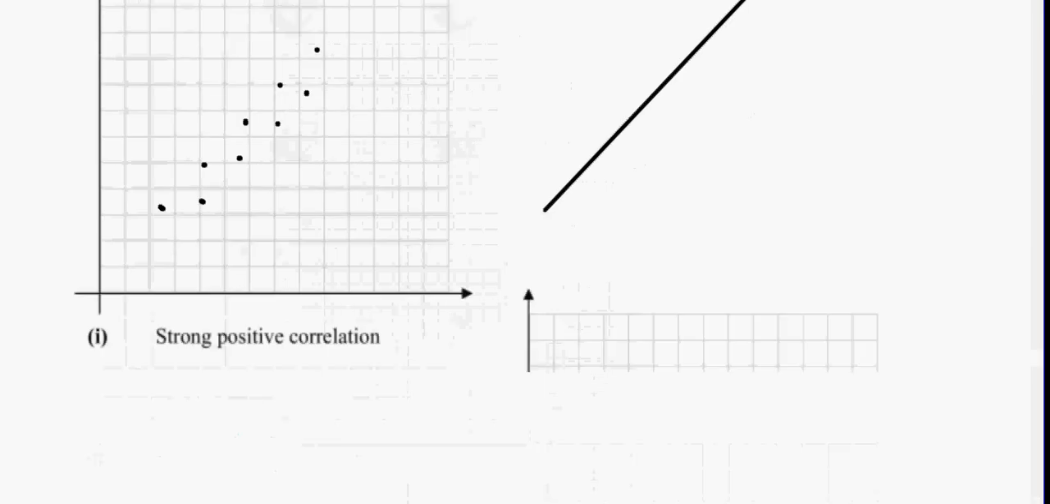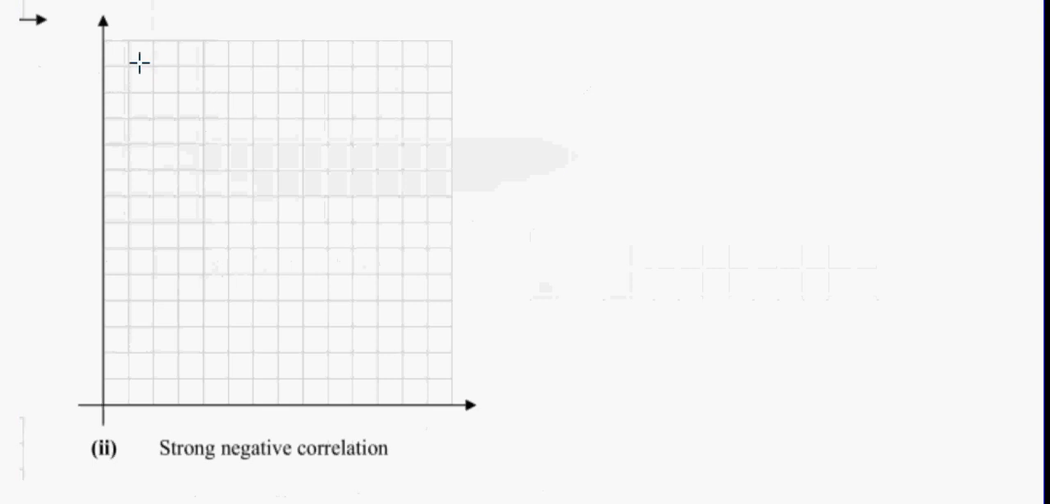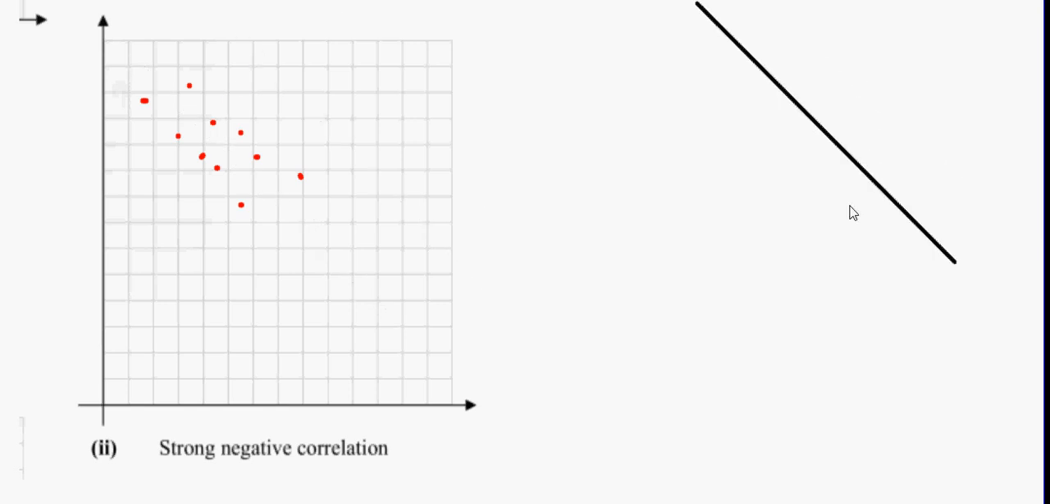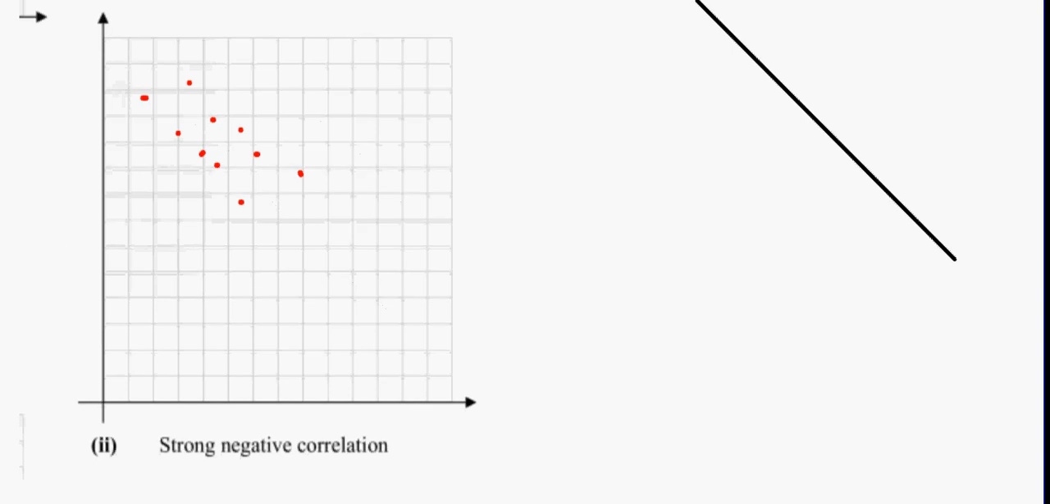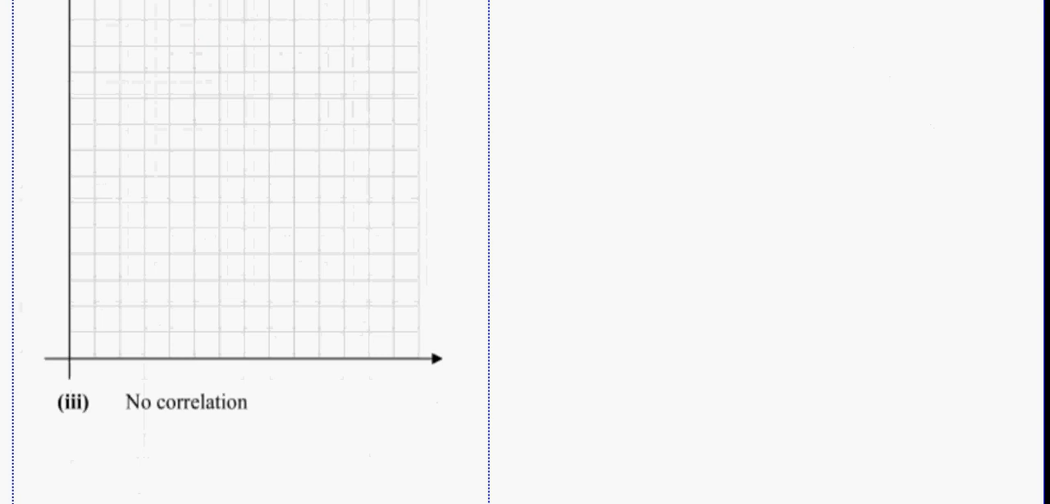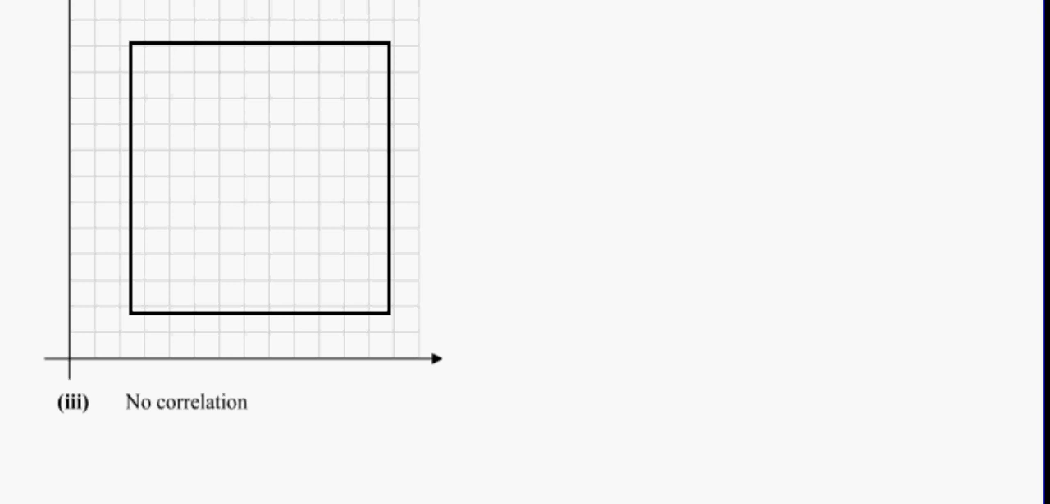All right, let's keep going. What about a strong negative? What do we do there? Yeah, and just 1, 2, 3, 4, 5, 6, 7, 8, 9, 10. Strong negative. Cool with that? Now, next one. No correlation. No correlation is essentially a box. So what do I do with the box? Spread out evenly. 1, 2, 3, 4, 5, 6, 8.